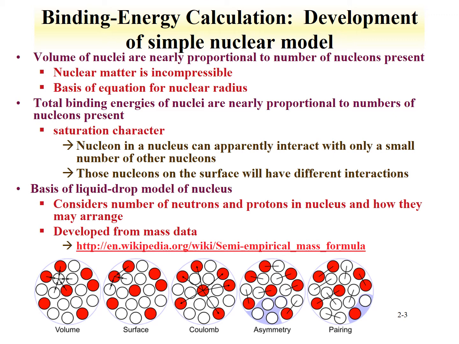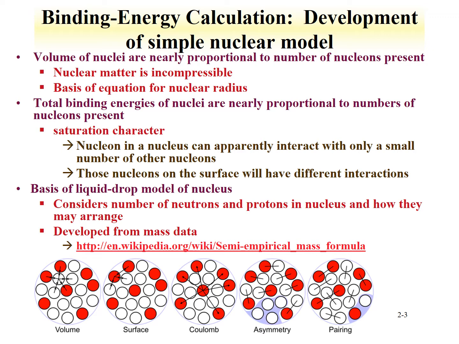The total binding energy of nuclei is nearly proportional to the number of nucleons present, so there's a saturation character. That means that the nucleons tend to only interact with a small number of other nucleons. If we think of water, water only tends to interact with other water around it. So it seems to be a reasonable model.